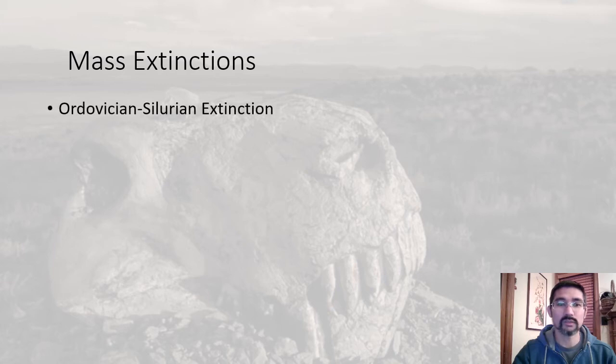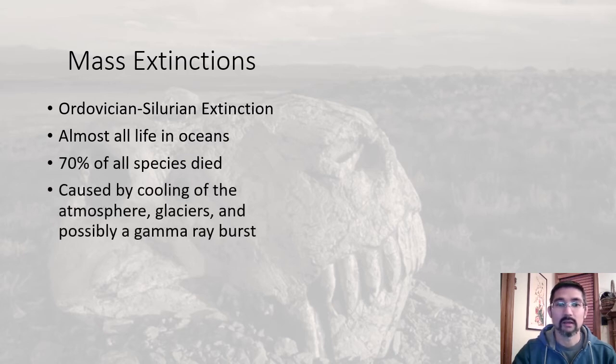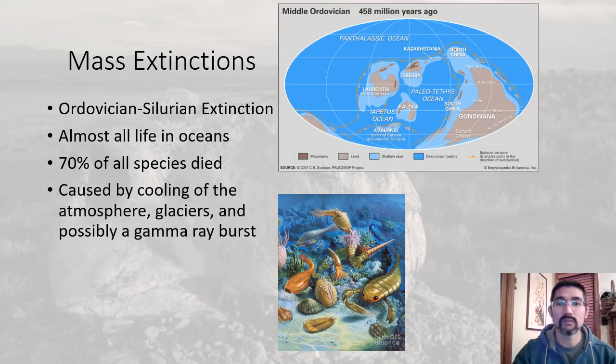So the first is the Ordovician-Silurian extinction. And at this time, almost all life was in the ocean. 70% of all living species died. And it was caused by the cooling of the atmosphere, glaciers, and possibly a gamma ray burst. So this is an image of some Ordovician life. This is what the Earth looked like back then. Very different than it is now.